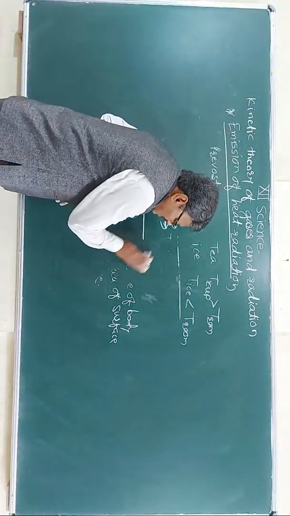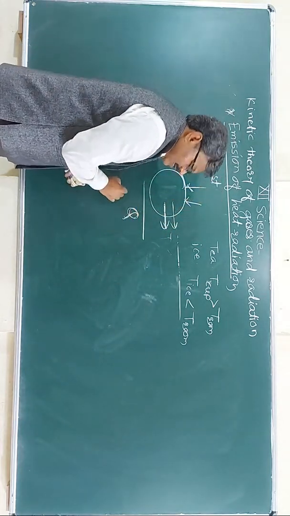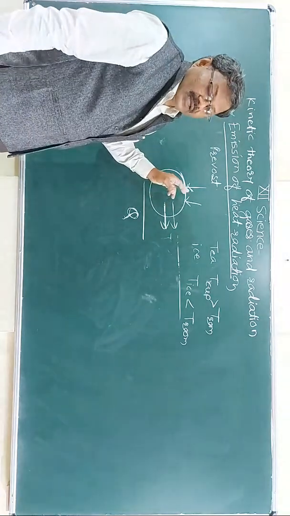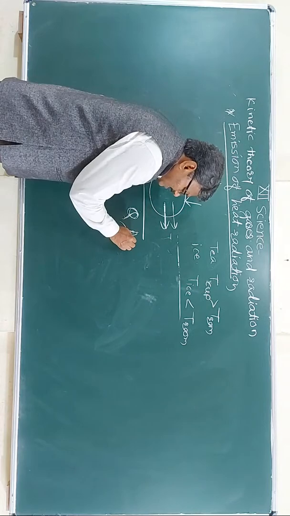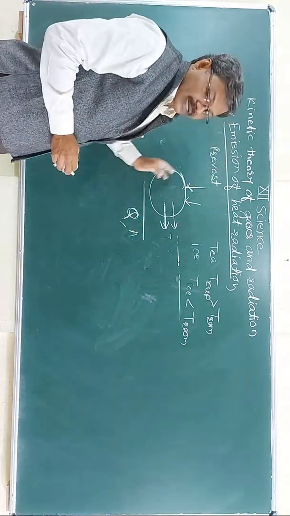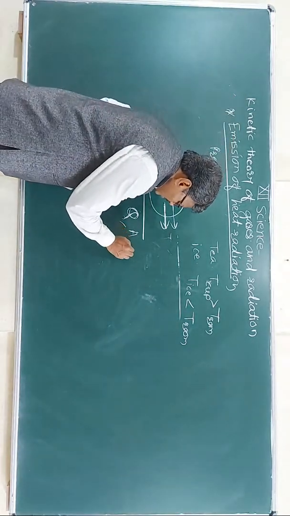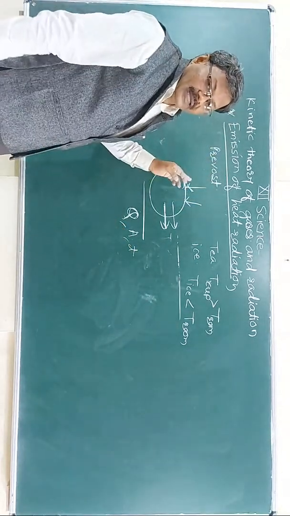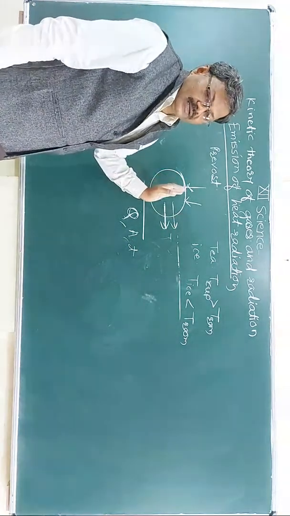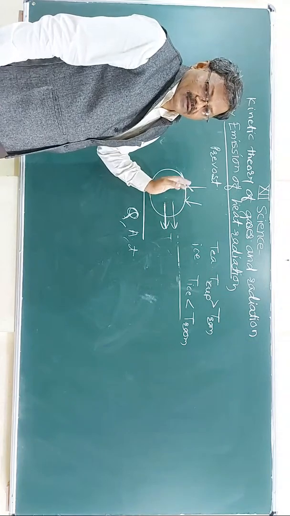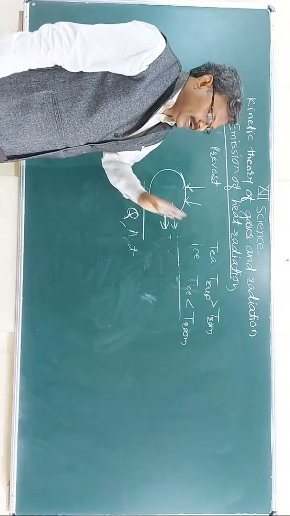Therefore, this Q, the radiant heat emitted by the body, depends upon the surface area of the body. Also, it depends upon the time for which this energy is radiated.